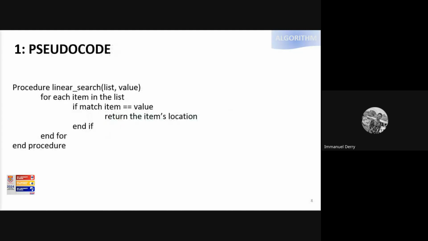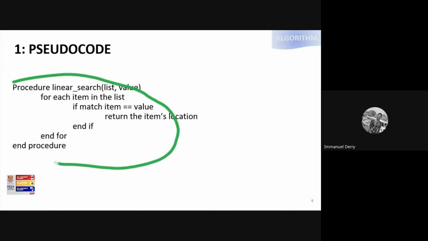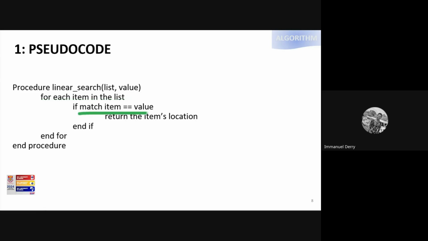All right, so moving on, this is how the pseudocode will basically look like. The first thing we'll do is define a function, linear search, and the function is going to take a list, just as we saw earlier, and then also a value. That is the value we are looking up for. And then we look through the entire list. And then if there is a match from the item that we have or the list that we have to the value that we are looking for, we return the item's location, then we end our if, and then we end the loop as well.